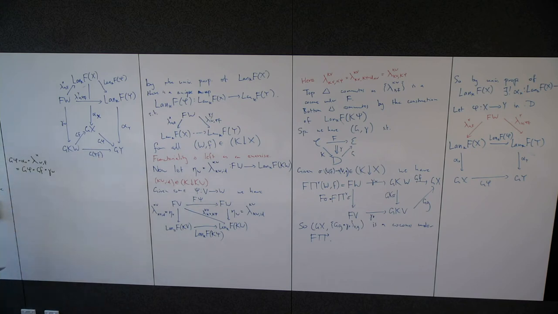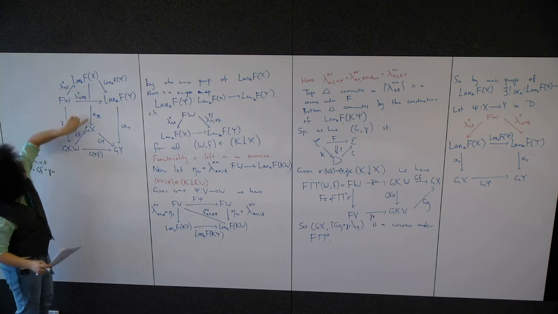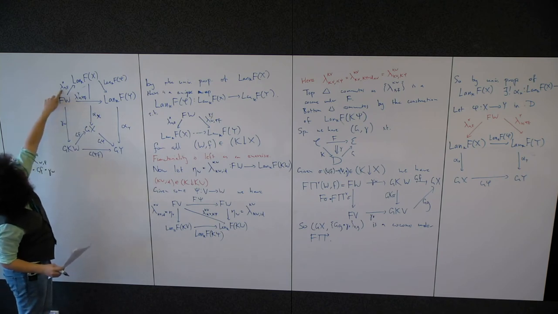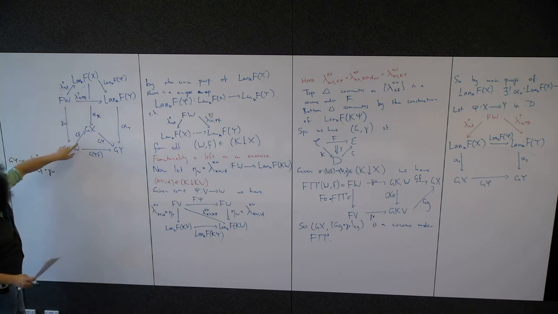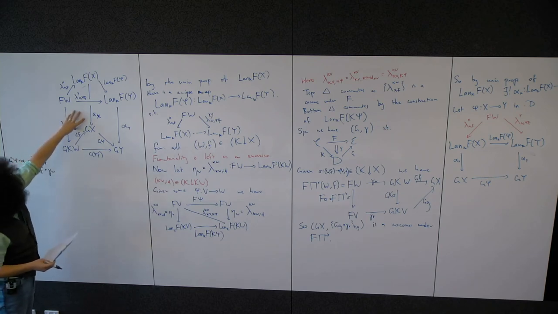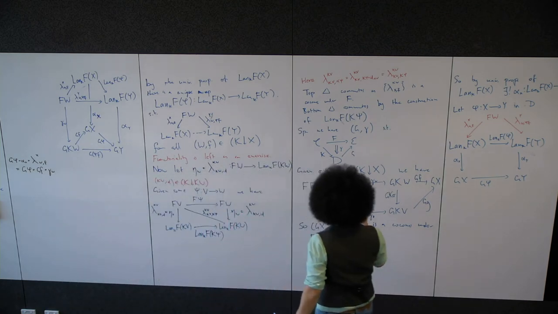Okay, why is that? So what I'm claiming now is that this back square commutes. Well, this square here commutes. And so I'm saying that alpha x composed with lambda is the same thing as G of F composed with gamma. So I'm replacing this here with this. Yeah. All right. And this is true because of how we defined alpha.